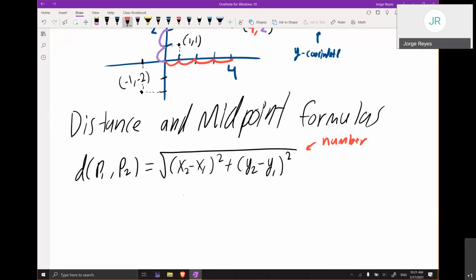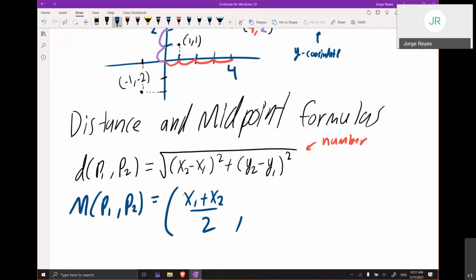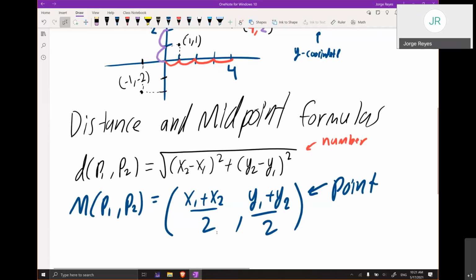The midpoint formula: M of P1, P2 is going to be x1 plus x2 over 2, comma, y1 plus y2 over 2. Notice that the midpoint formula gets you a point. It's not a number. A very common mistake people do is they just erase these and then they just add them together at the end. I have no idea why, but that's just wrong. The midpoint is a point. This is the x coordinate. This is the y coordinate.